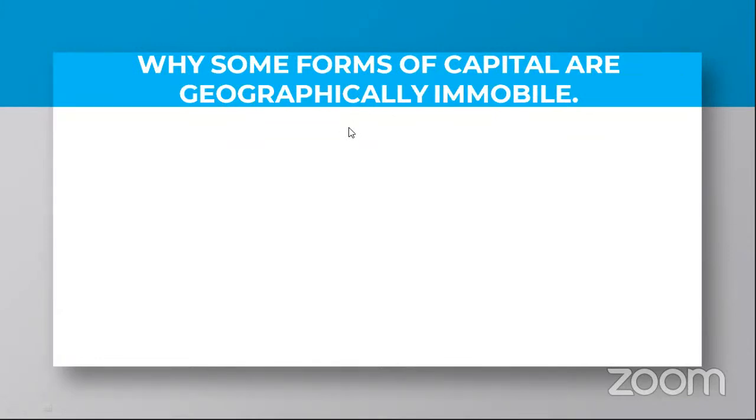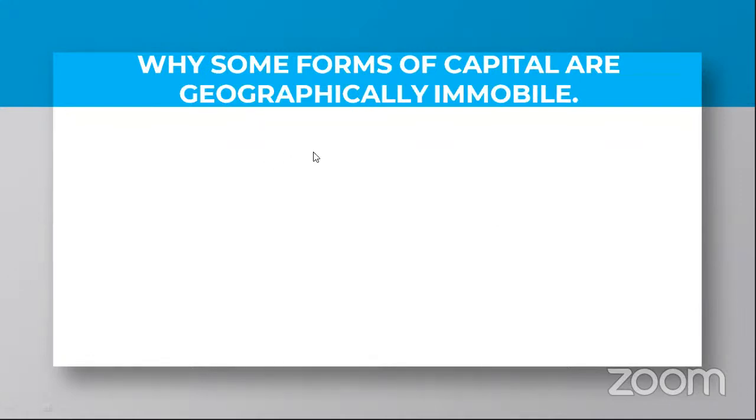Okay, Michael, you can unmute. They are heavy infrastructure like buildings. Okay, some heavy capital, like buildings. Such capital cannot be moved from one place to the other. Any other?